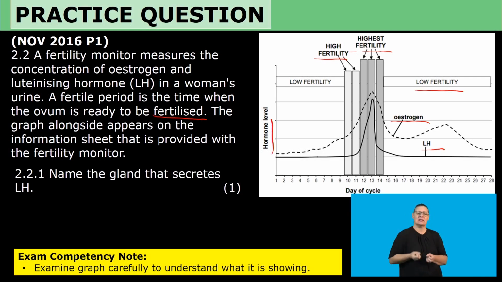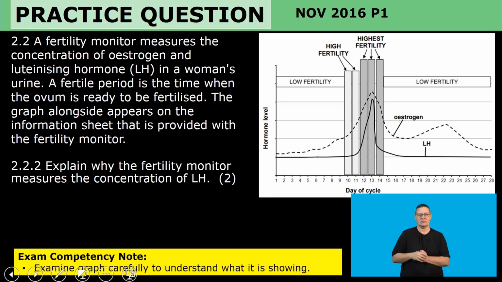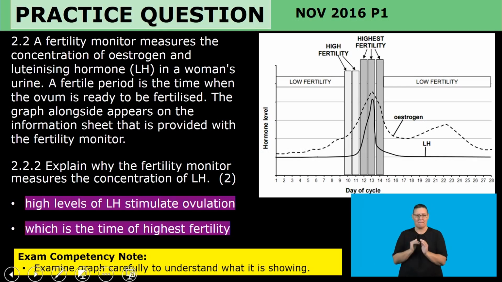2.2.1. Name the gland that secretes LH. By now, everybody can say pituitary gland. We all know this. 2.2.2. Explain why the fertility monitor measures the concentration of LH. This is for 2 marks. High levels of LH stimulate ovulation, which is the time of the highest fertility.